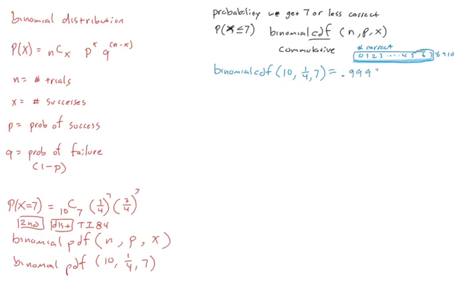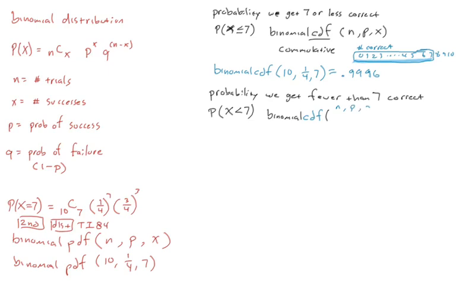And if we plug this in, we're going to get 0.9996 there. Let's do another one of these. What about the probability we get fewer than 7 correct? So that's a probability x is less than 7. Notice it's not equal to in this case. So we still want multiple cases, not just a single selection. So we're still going to do the CDF.